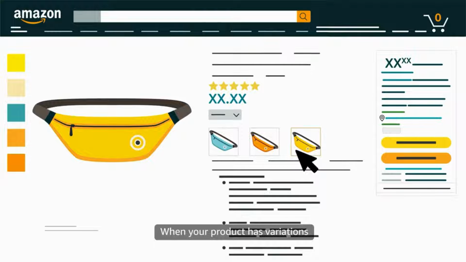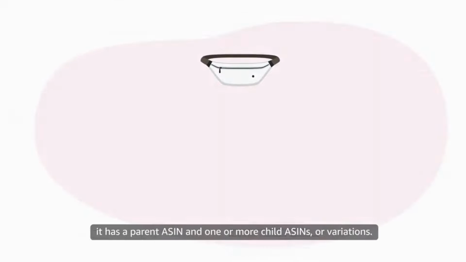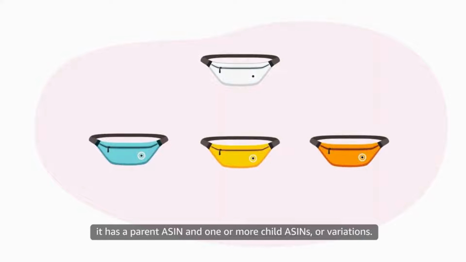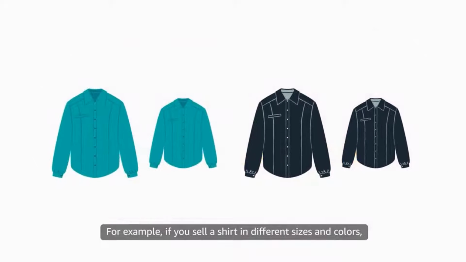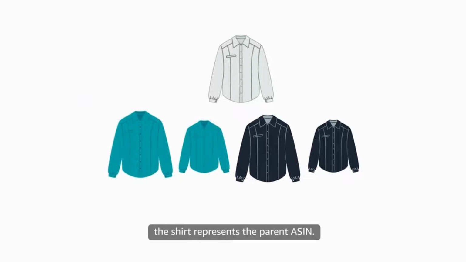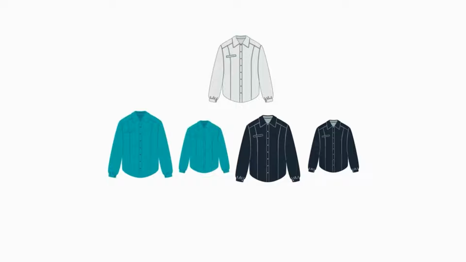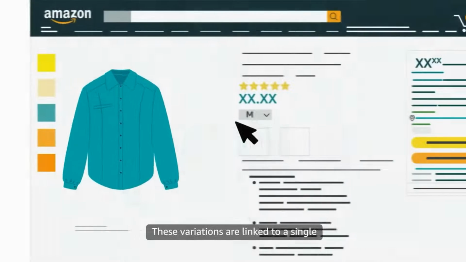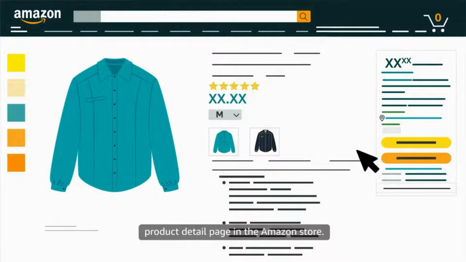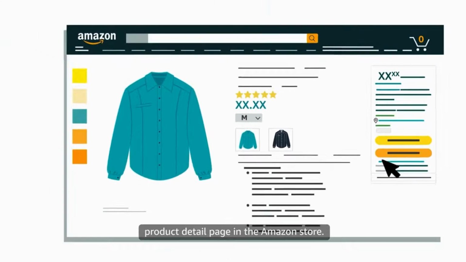When your product has variations, it has a parent ASIN and one or more child ASINs or variations. For example, if you sell a shirt in different sizes and colors, the shirt represents the parent ASIN. The shirt's variations, such as blue and medium, represent child ASINs. These variations are linked to a single product detail page in the Amazon store.